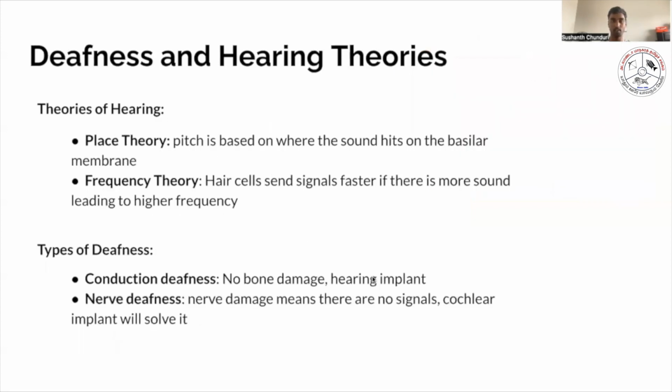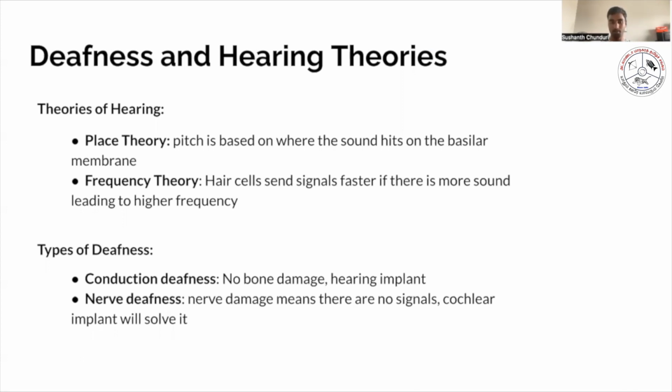All right. Lastly, we're going to talk about deafness and hearing theories. Place theory is the theory in which pitch is based on where the sound hits the basilar membrane. Whereas frequency theory is the idea that hair cells will send signals faster if there's more sound, which leads to higher frequencies. That's what you hear, higher frequencies inside the brain.